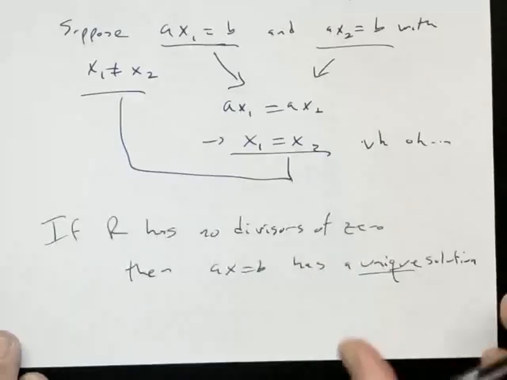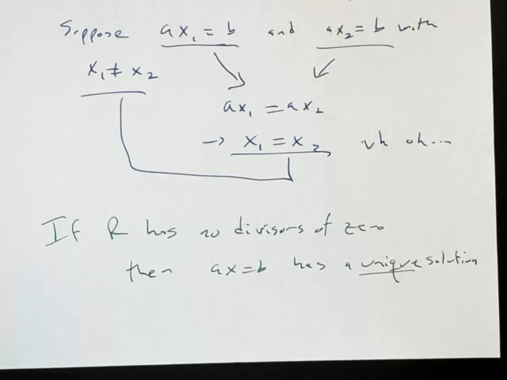And how do I get that unique solution? I have to have a multiplicative inverse for A, which means I have to have units. If I don't have divisors of 0, then I must have units, and that means I have a field. I have inverses.